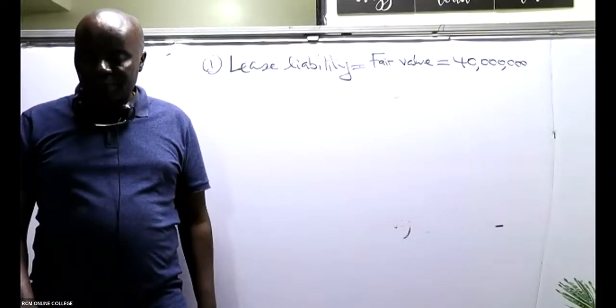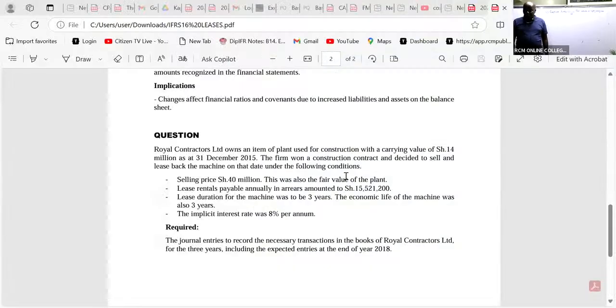They have told us here the fair value of the asset, that selling price, 40 million. This was also the fair value of the plant. And then you can see lease rentals, and they are payable in arrears. So that concept of multiplying with 1 plus R will not apply here because this is paid in arrears.